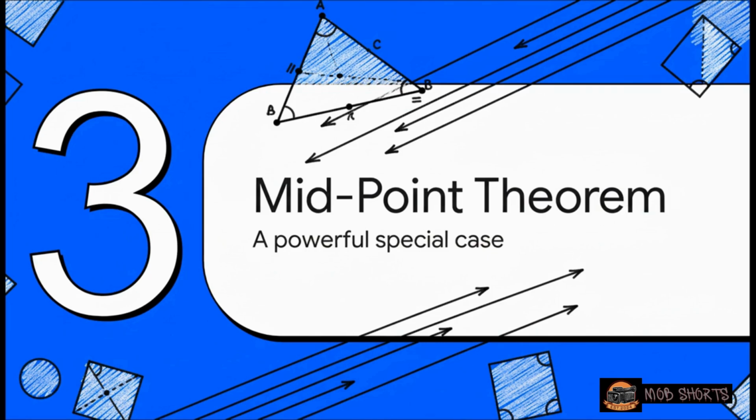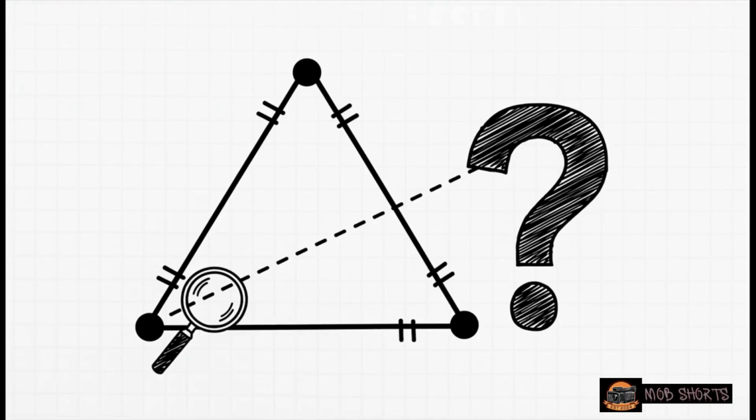What if we draw our line in a very particular, very special place? This leads us to an absolutely beautiful shortcut, the midpoint theorem. So instead of drawing our line just anywhere, what if we find the exact halfway point on 2 of the triangle's sides and connect them with the line? Does this very specific action lead to a special result? Oh, you bet it does.